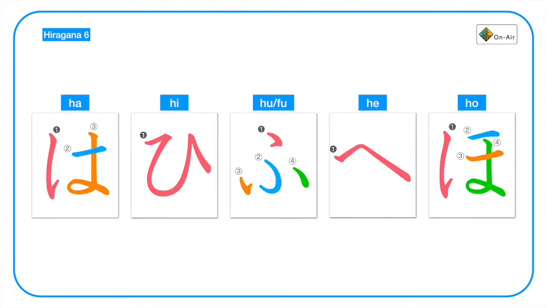The next group is the consonant H. So we have ha, hi, hu, he, ho. So notice the middle letter hu. It is written in either hu or fu. So the pronunciation is kind of in between h and f. Hu.